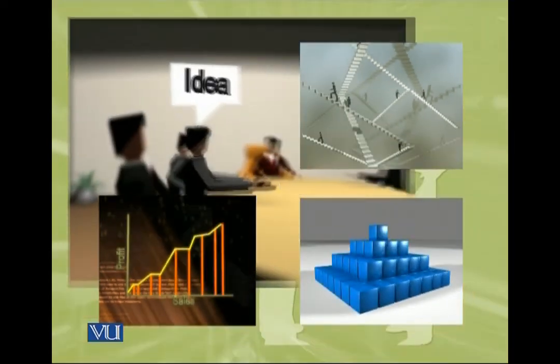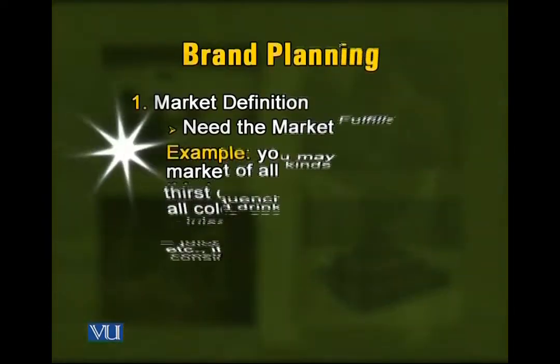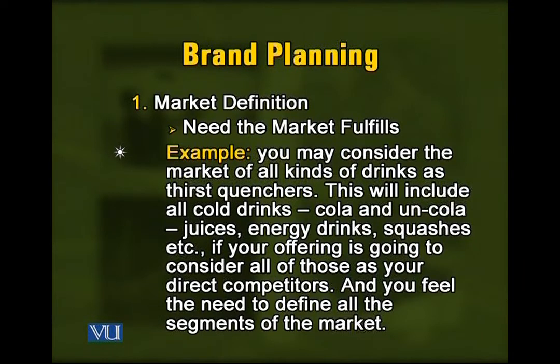What this really means could be explained with the help of an example. Suppose you are part of a market which deals with all the thirst quenchers. So in other words, you are dealing with a huge market which consists of not only cola drinks, but all kinds of uncola drinks and juices, and also I would say mineral water. So when you are defining this market, you have got to define it from that standpoint. Meaning, you've got to talk about all the segments which really form that market.